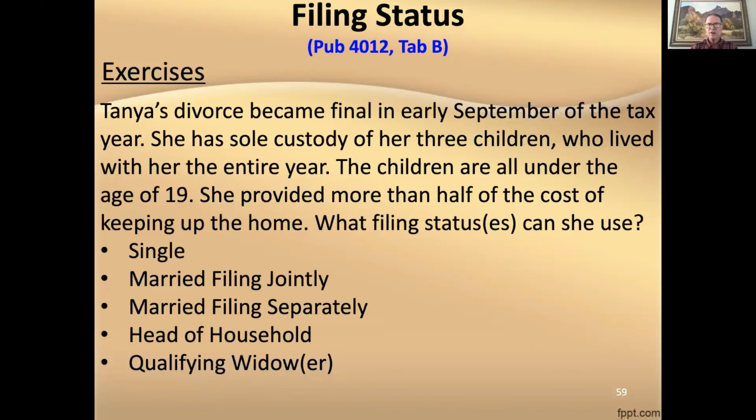Tanya's divorce became final in early September. She has sole custody of her 3 children who lived with her the entire year. The children are all under age of 19. She's provided more than half the cost of keeping up the home. What filing statuses can she use?